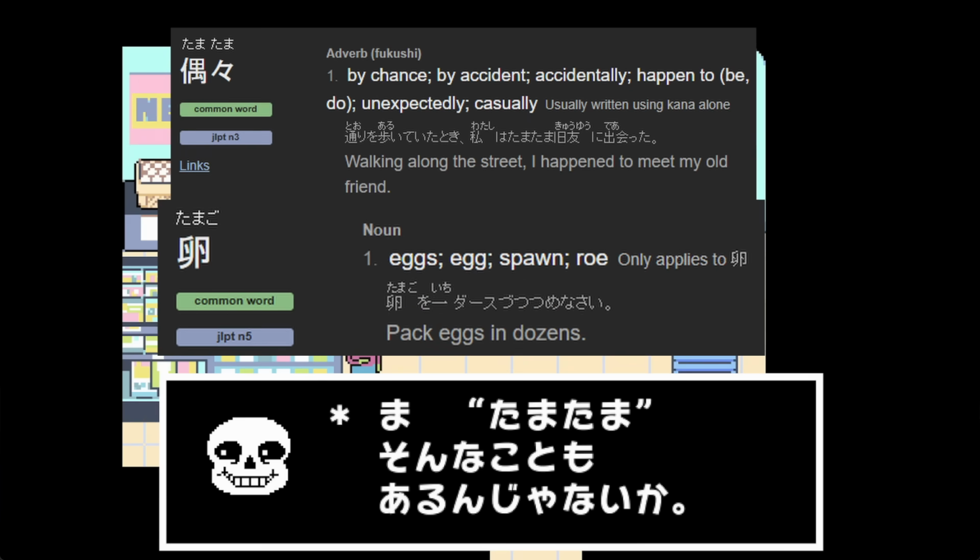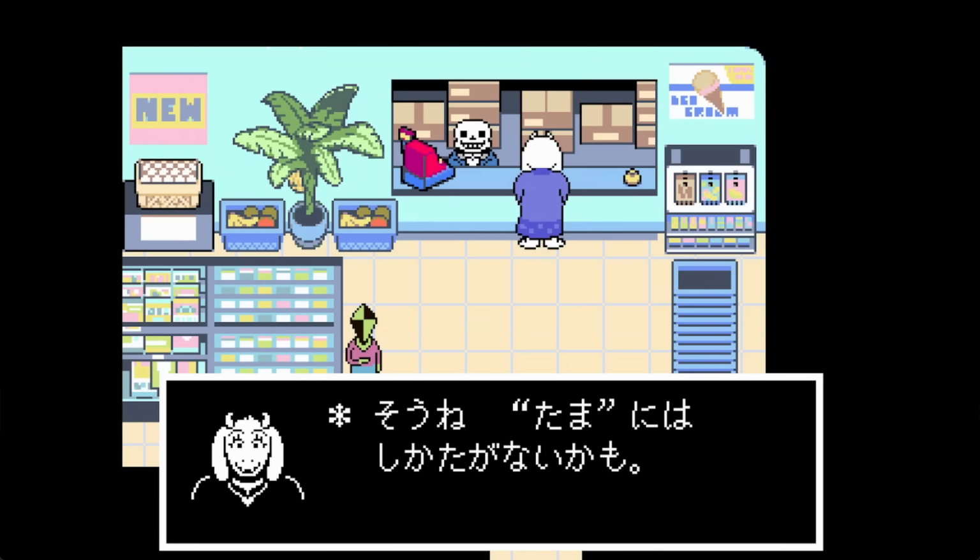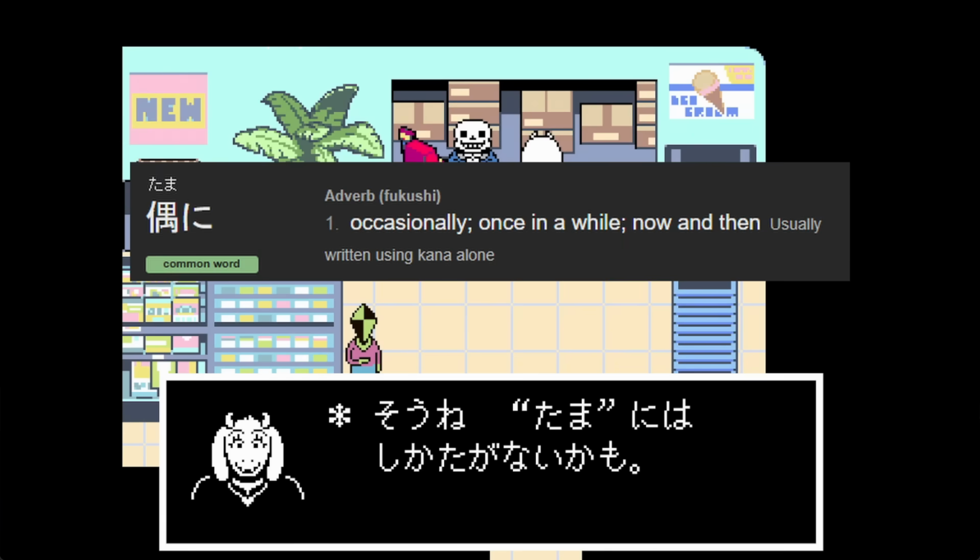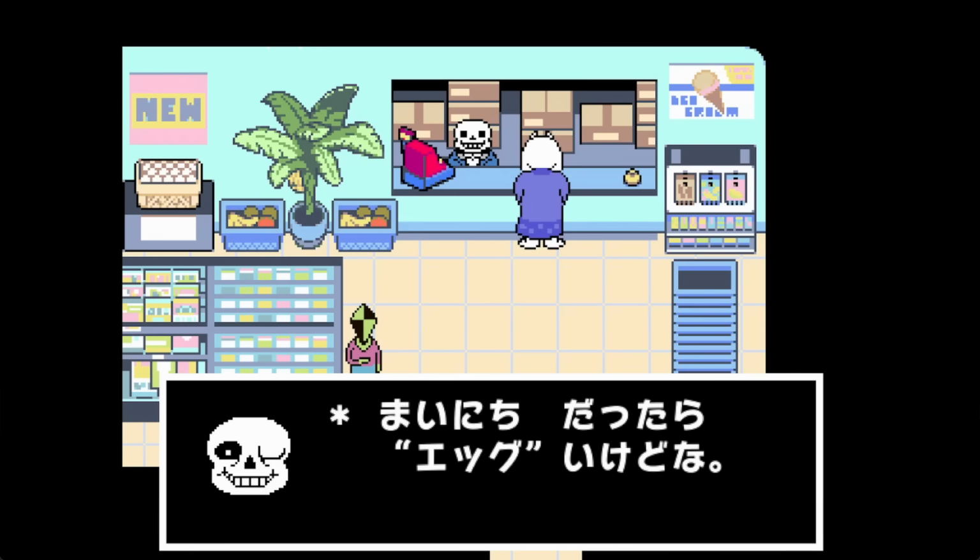Then Toriel responds, That is true. You cannot help it sometimes. This time using tamaniwa for sometimes. If it was every day, that'd be brutal.